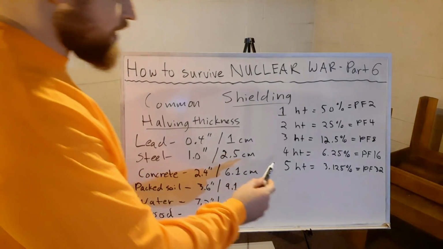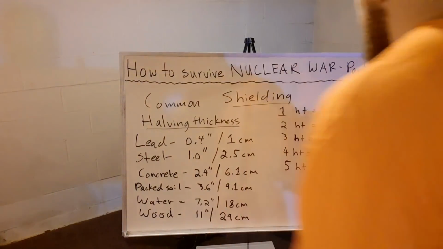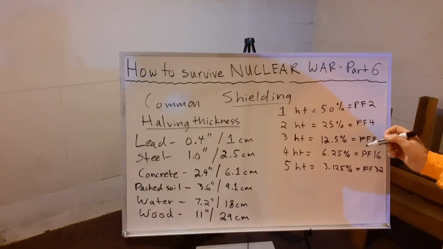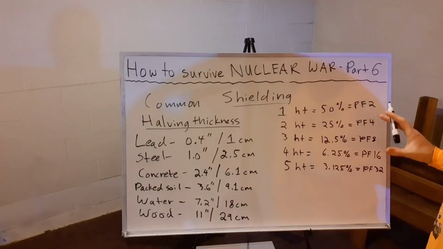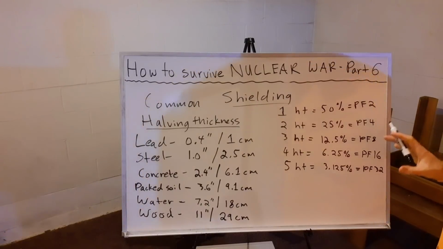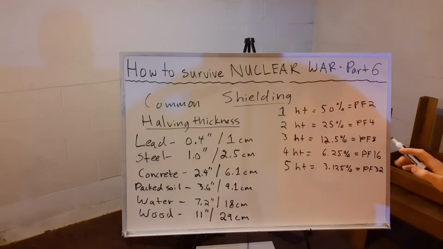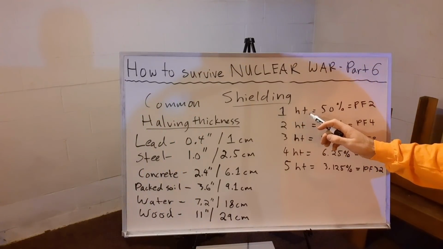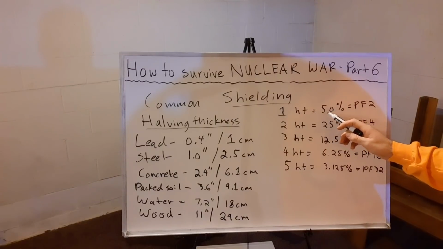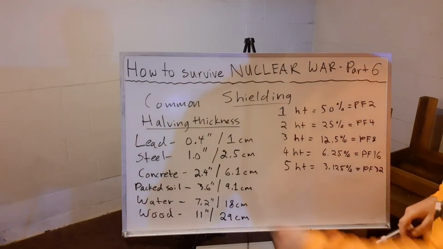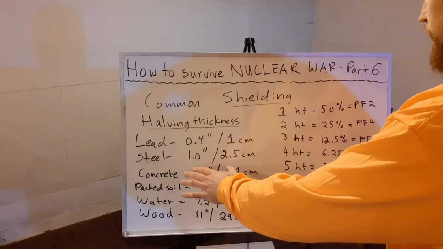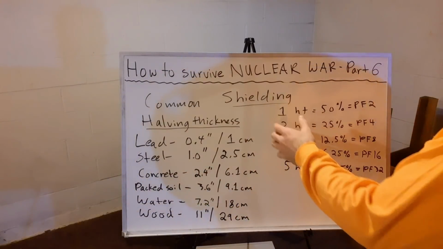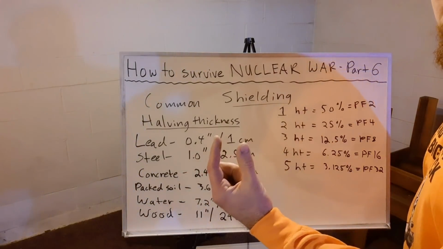Now moving on from halving thicknesses, we have protection factors. Now protection factor seems very confusing, but it's really not. It's very straightforward. So 1 halving thickness reduces the radiation by 50%. So let's just use steel, because steel has a nice even number. It'll be easy for us to work through. So let's say you have 1 inch of steel.